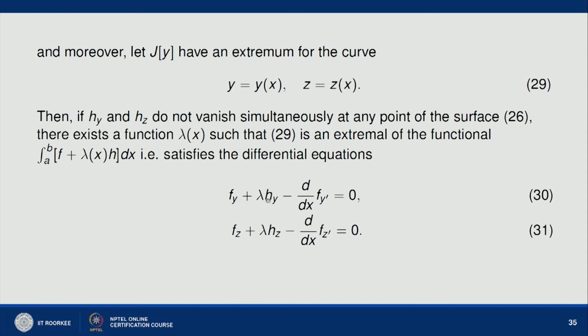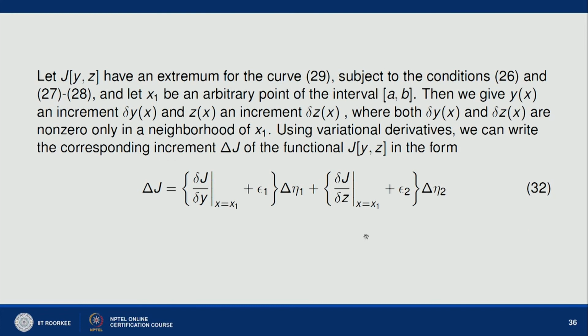It means that f_y plus lambda h_y minus d by dx of f_y dash equal to 0, and f_z plus lambda h_z minus d by dx of f_z dash equal to 0. So here you just look that this integral from a to b of f plus lambda of x h dx satisfies the differential equation f_y plus lambda h_y minus d by dx f_y dash equal to 0, and similarly for z, f_z plus lambda h_z minus d by dx f_z dash equal to 0. To prove this we will follow the proof given earlier, and let us see how it goes.